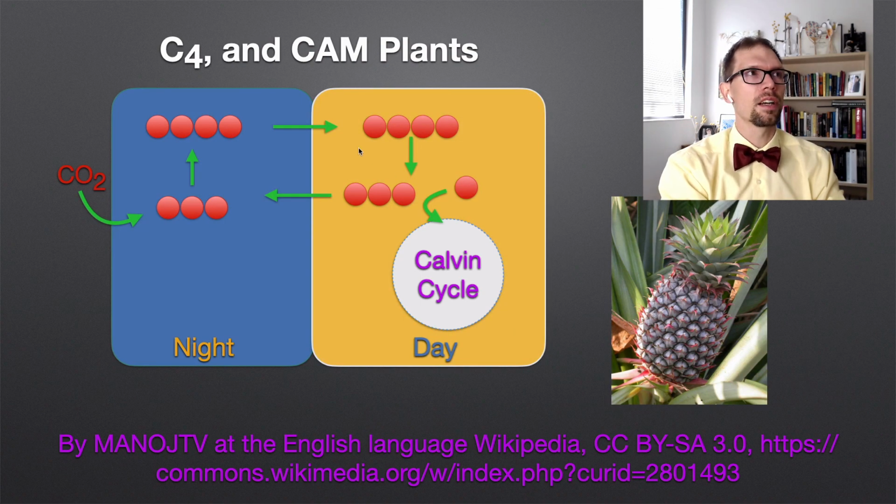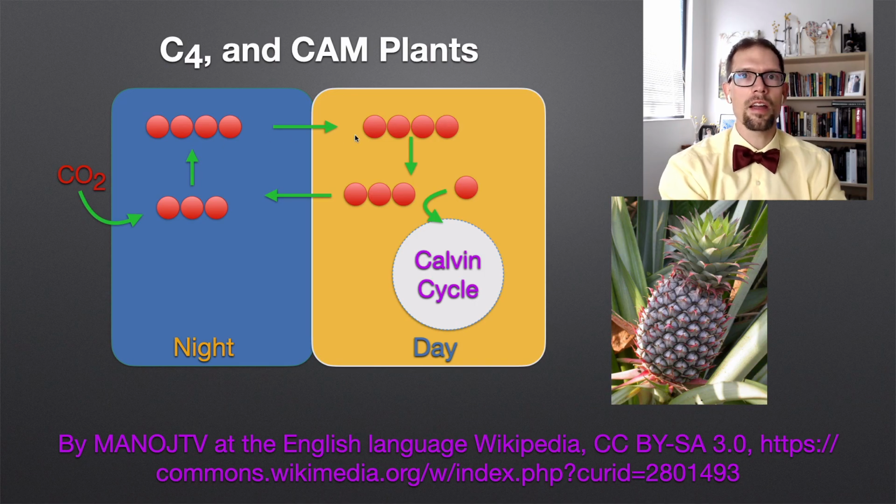All right, so that was C4 plants. CAM plants, on the other hand, are going to make use of a temporal solution, so it's based on time. They do their carbon capture at night. Carbon dioxide comes in at night when it's cool and the pores are open, and they capture it into a 4-carbon molecule.